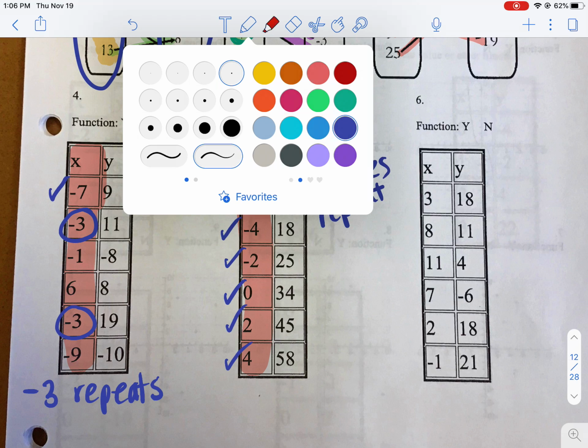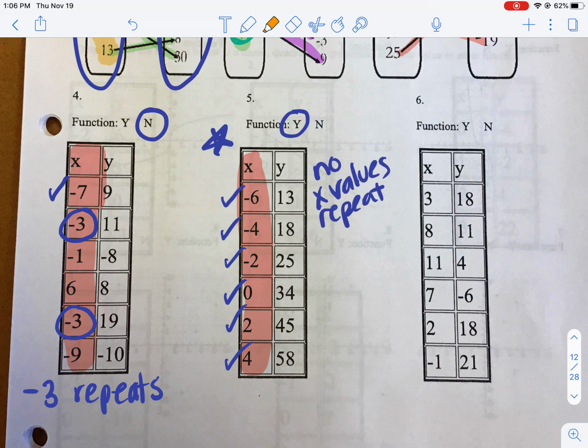Okay, let's do the same thing here. I want you guys to try this one. I'm going to look down the x column and I'm going to see if any of the x values repeat. -3 doesn't, 8 doesn't, 11 doesn't, 7 doesn't. So this is a function. Again, no x values repeat.